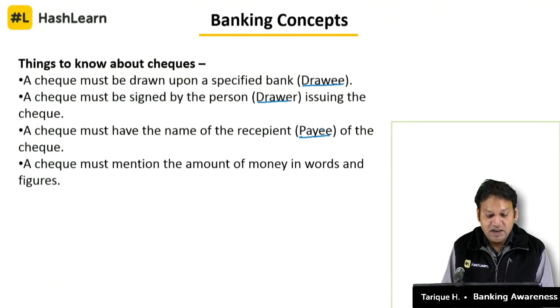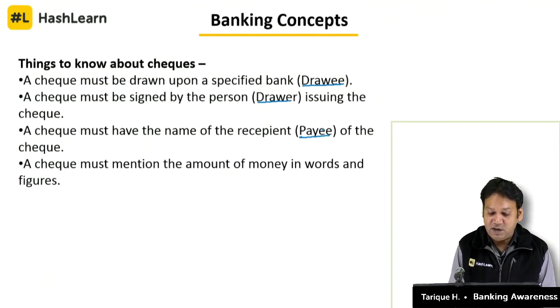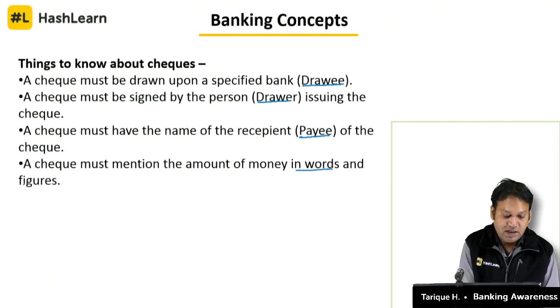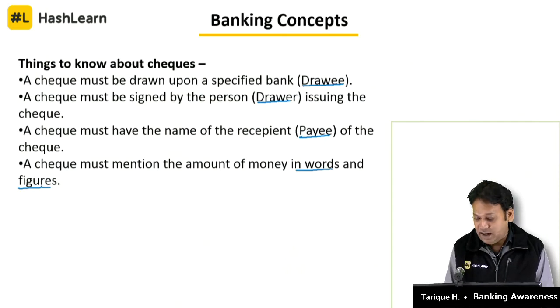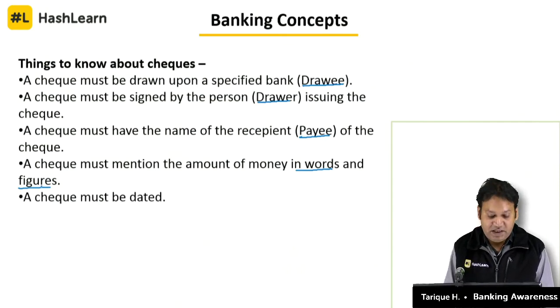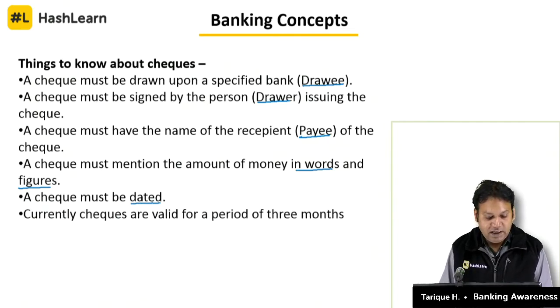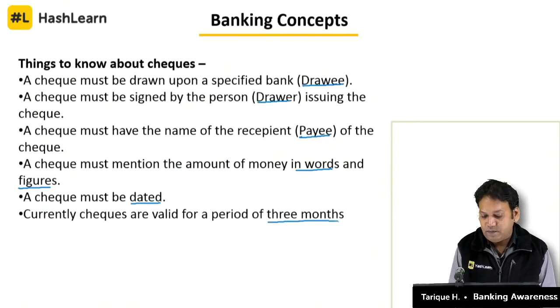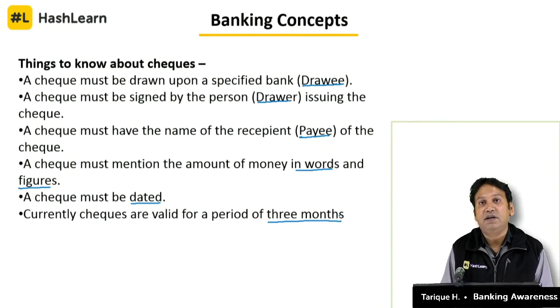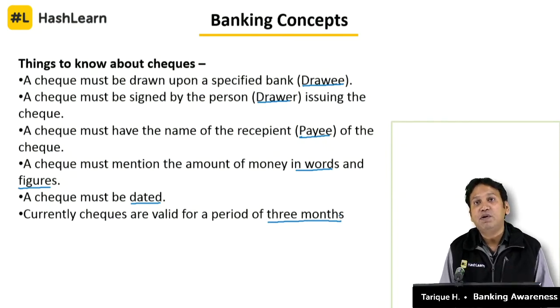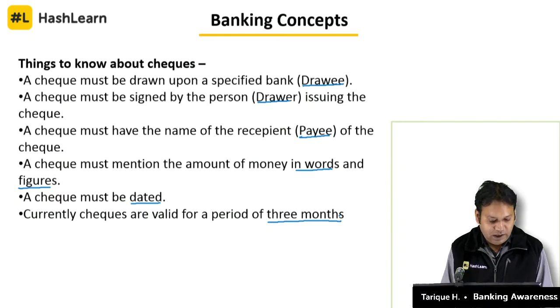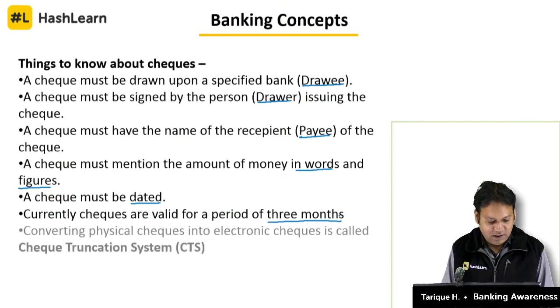A check must mention the amount of money in words and figures both. A check must be dated. There should be a date mentioned on the check, and currently checks are valid for a period of 3 months, post the revision in 2012. Before 2012, checks were valid for 6 months, but post 2012 checks are now valid for 3 months. Okay, currently checks are valid for a period of 3 months.